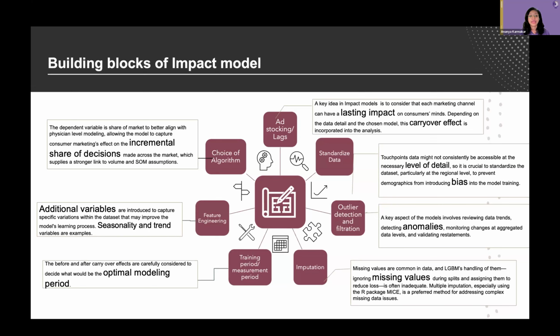Up next, we have measurement versus modeling periods. Why we distinguish is because we have the modeling period, which includes lag and lead months used for training, and then we have the measurement period, which is the time frame for reporting the key performance metrics. This separation helps us isolate the true impact of marketing activities in the specified time frame that we are concerned with.